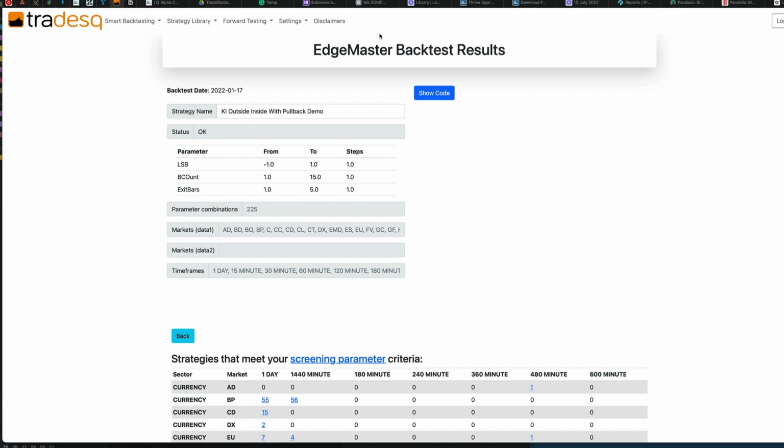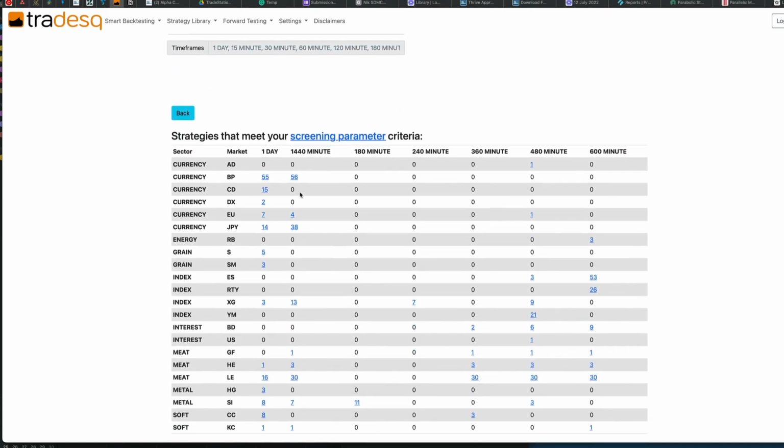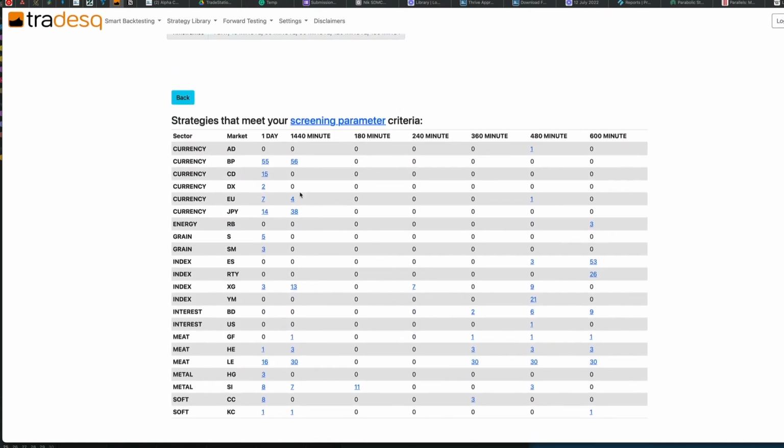And you get this EdgeMaster's back-tested results. So here at the top, we can see our parameters and the markets that we ran, as well as the time frames. You can see when I ran this earlier in the year, I used different values here for the look back and exit. But that's not what's important here. The real important thing is this matrix that is created. This is where all the magic happens.